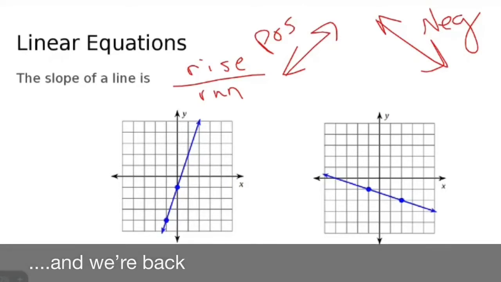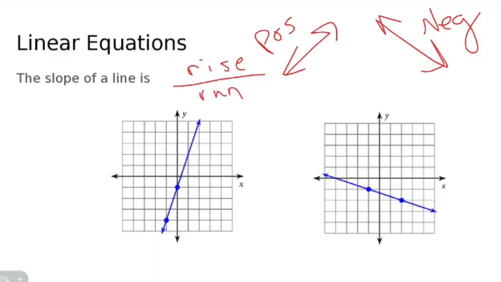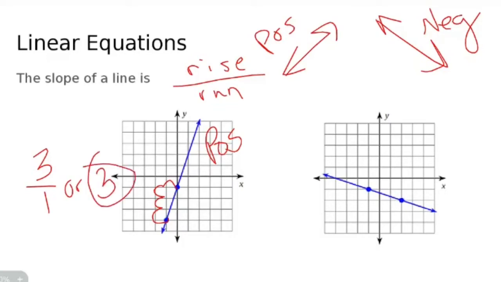Alright. Where were we? Slope of the line is rise over run. Positive goes up and to the right or down and to the left. Negative goes up and to the left or down and to the right. So when I look at this first guy right here, I notice that it's up and to the right. So this guy is going to be a positive slope. The way I figure out the actual number of the slope is I go up 1, 2, 3 over 1. So the slope is going to be positive 3 over 1, or I'm just going to say 3.